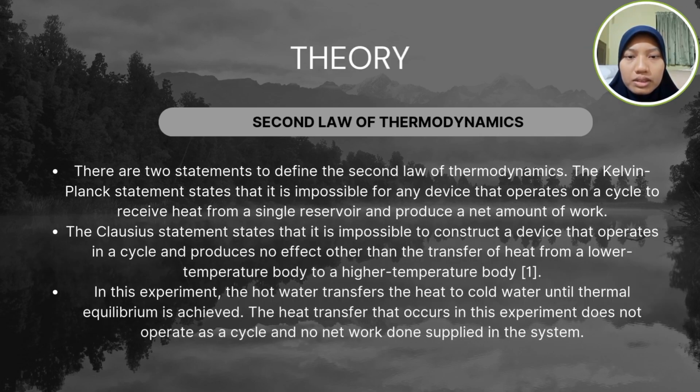Two statements define the second law of thermodynamics. The Kelvin-Planck statement states that it is impossible for any device that operates on a cycle to receive heat from a single reservoir and produce a net amount of work. The Clausius statement states that it is impossible to construct a device that operates in a cycle and produces no effect other than the transfer of heat from a lower temperature body to a higher temperature body.